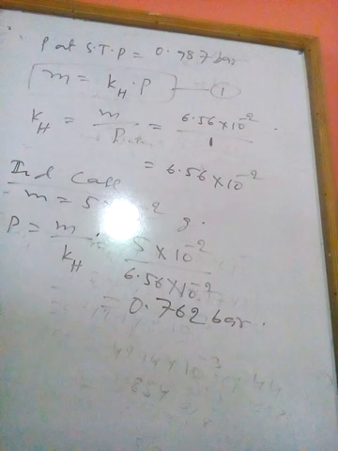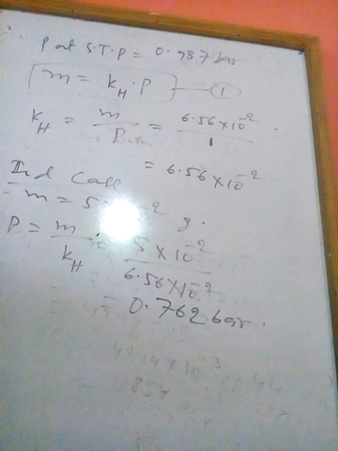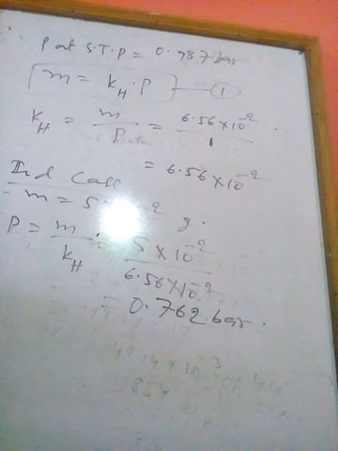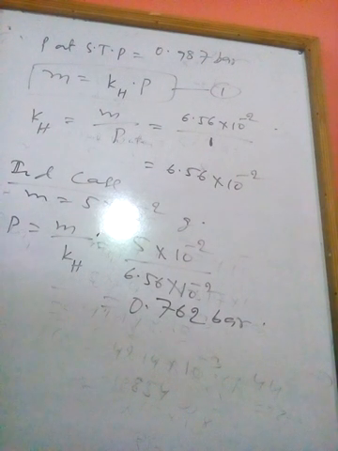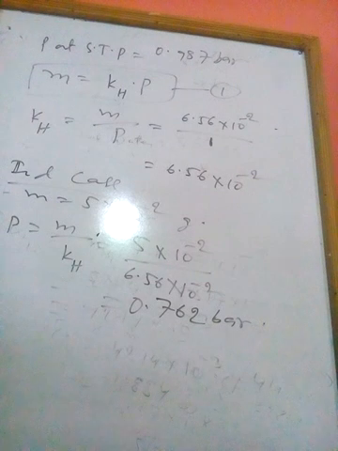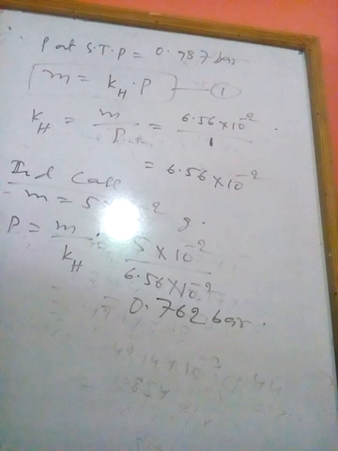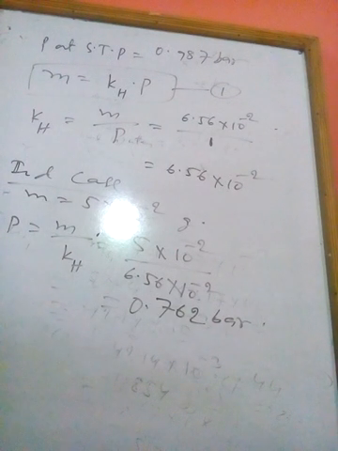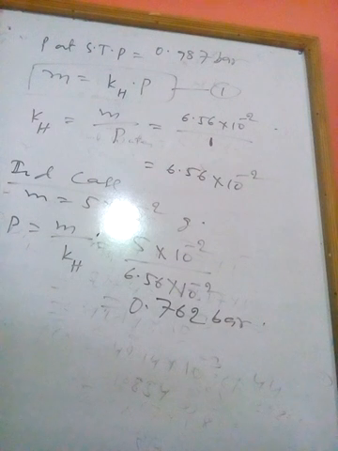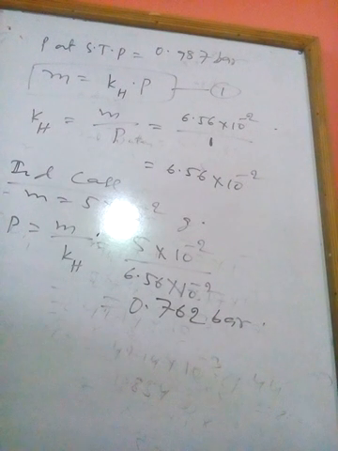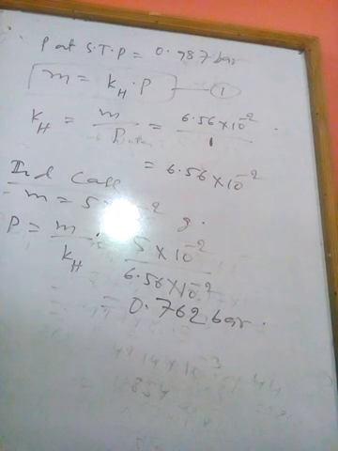The partial pressure of ethane over a solution containing 6.56 into 10 to the power minus 2 gram of ethane is 1 bar, and if the solution contains 5 into 10 to the power minus 2 gram of ethane, what shall be the partial pressure of the gas? So it is quite easy to determine. First of all, we determine the KH value, and then it should be put into the formula P is equal to M by KH, so as to get 0.762 bar, and this is the partial pressure of the gas.